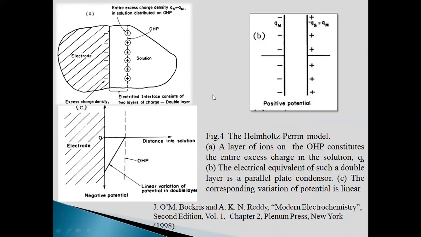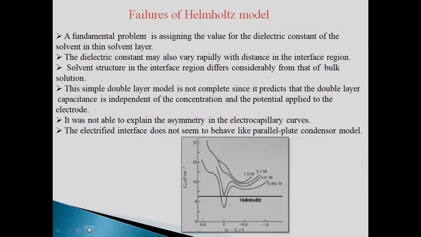And this boundary has a distance xh, and this can be drawn in analogy with the two parallel plates of the capacitor. Now, the reasons for the failure of the Helmholtz model. The main reason for the failure of this model is assigning the value of dielectric constant of the solvent, which changes with the distance in the interface region.